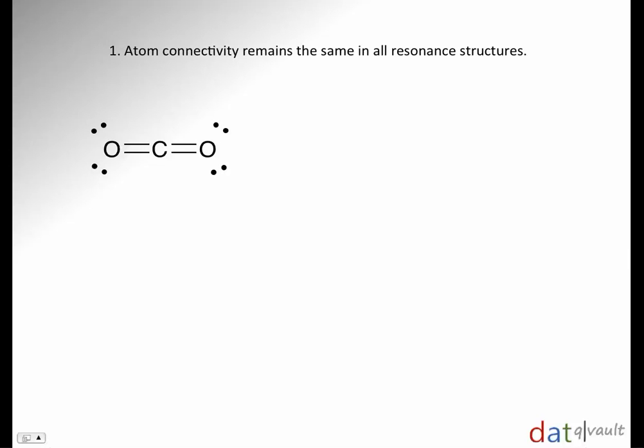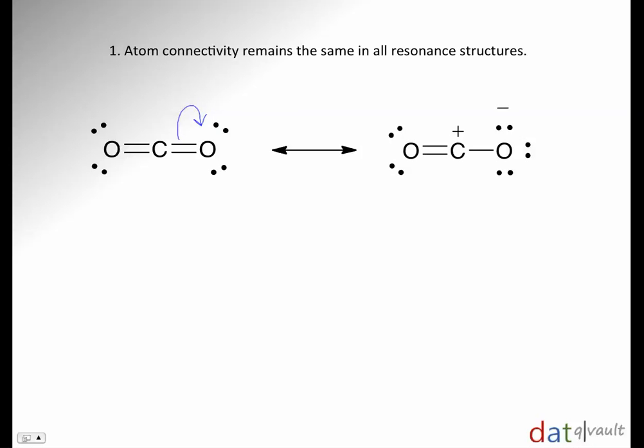So for these rules, we're going to use a simple molecule, carbon dioxide. So let's first learn how to draw a resonance structure for carbon dioxide. And when we go to draw this resonance structure, we're going to try to keep the atom connectivity the same. So we can take some electrons from this double bond, two of these electrons, and we can actually move them onto the oxygen atom. So we're taking one of the electrons away from carbon in this bond, and we're giving it completely to the oxygen atom.